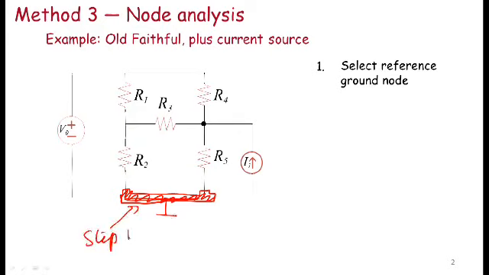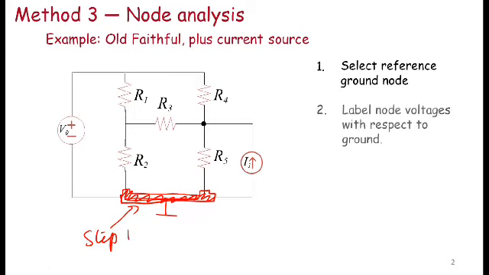Now let's apply step 2. Step 2 will be to label node voltages with respect to the ground node. So what are my nodes? So I have a node here. That's one node. Let me label the node voltage with respect to ground as E1. So if I take this as my ground voltage, and take that as a 0, the voltage at this node here is going to be E1 with respect to the ground. Let me pick this node here as E2 with respect to ground.